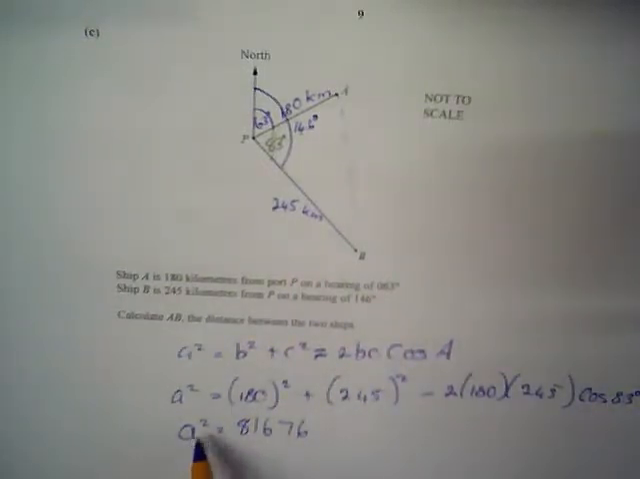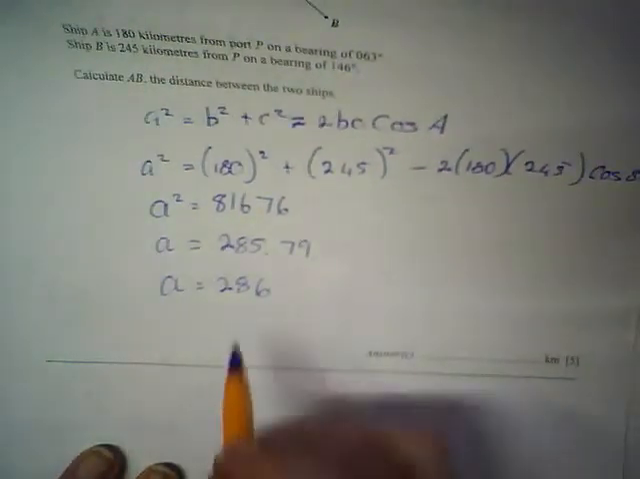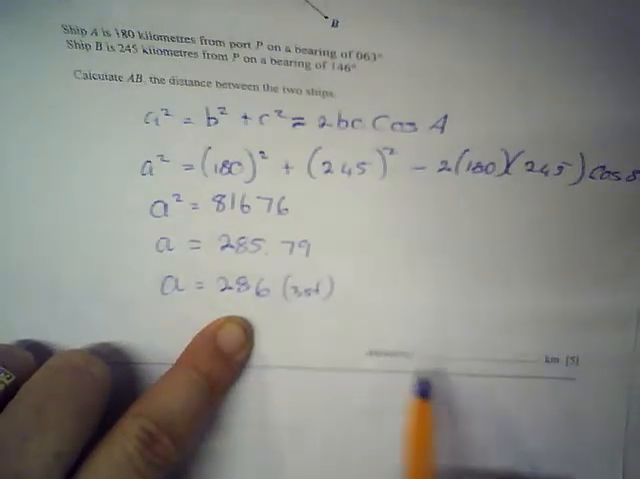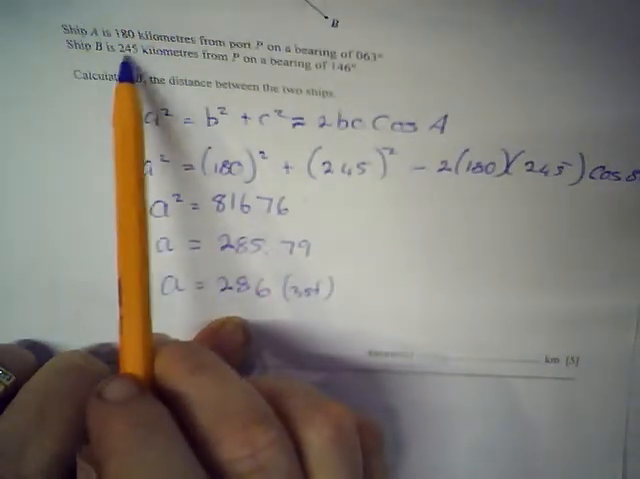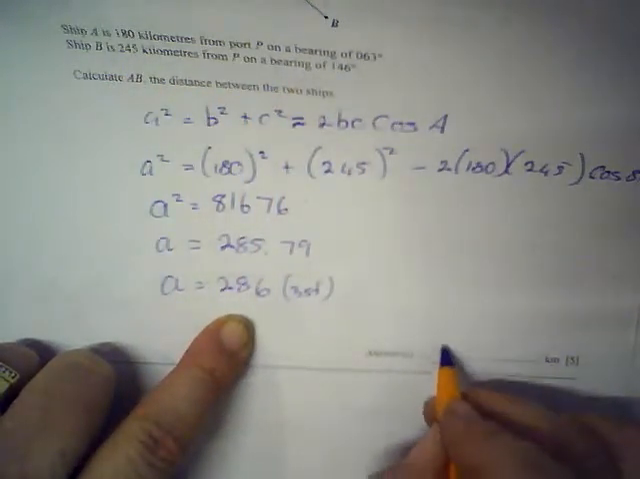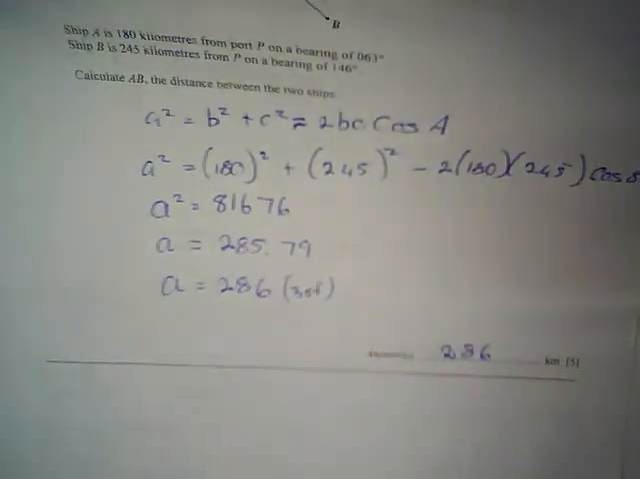But that's a squared, so I still want just a, and I get 285.79, or a is 286 kilometers. And I've rounded to the nearest kilometer. That would give me 3 significant figures in any case, and all the other numbers are 3 significant figures, so I'm happy with that. 286 kilometers. And it makes sense. It can't be much more than that.